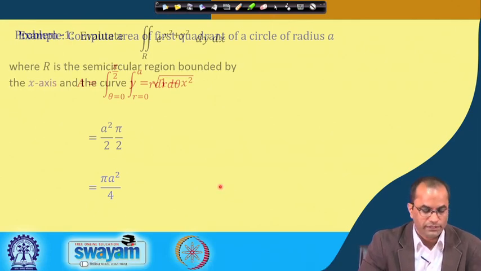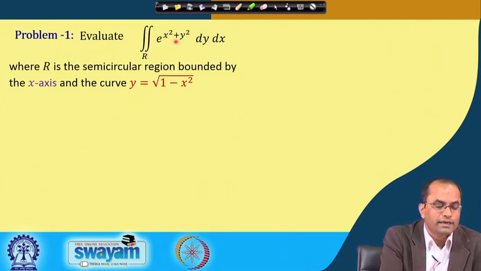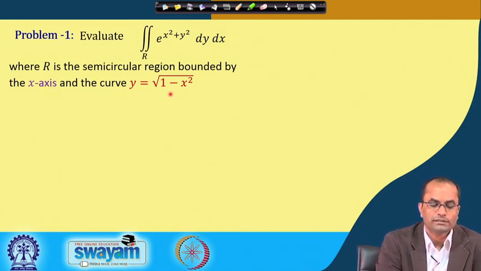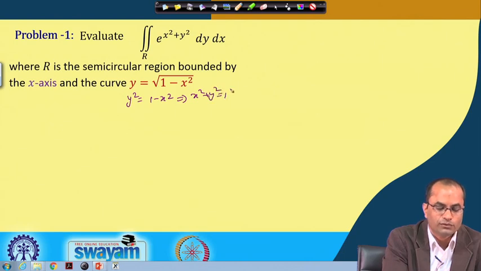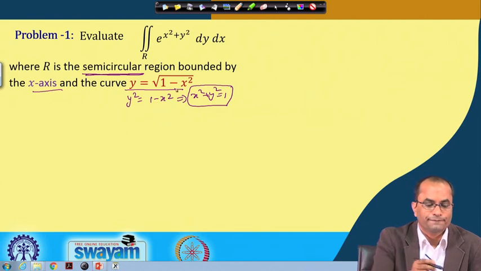Okay, so moving next, we have this problem now. We want to evaluate this integral, e to the power x square plus y square, dy dx, and this R is a semicircular region bounded by the x axis and the curve y equal to square root of 1 minus x square. So, this curve is nothing but y square equal to 1 minus x square, meaning x square plus y square equal to 1. So, this is the circle. We have a circle here and then the x axis, and we are talking about the semicircular region bounded by this x axis and this upper part of the circle.